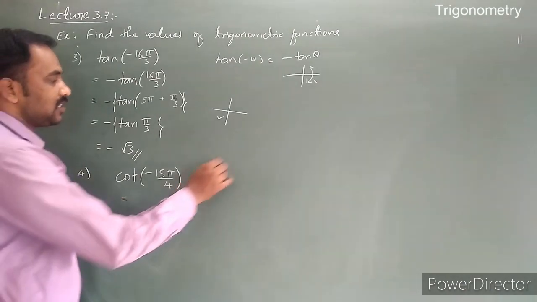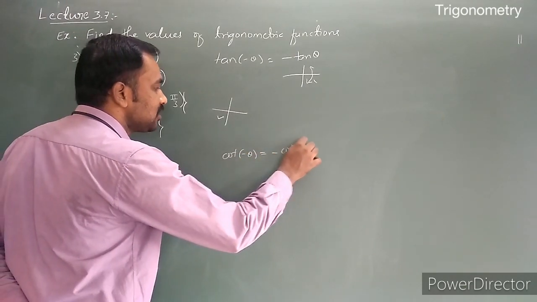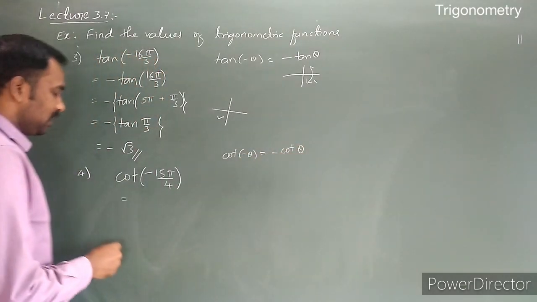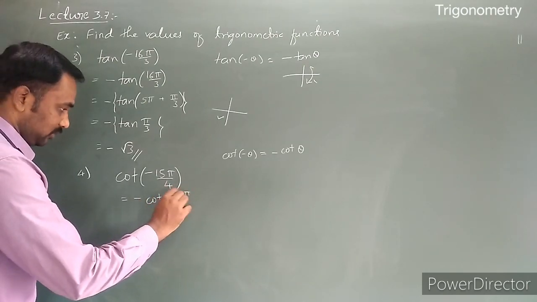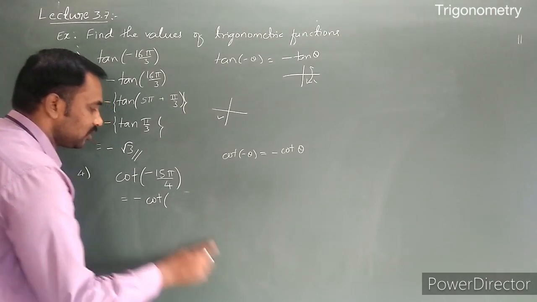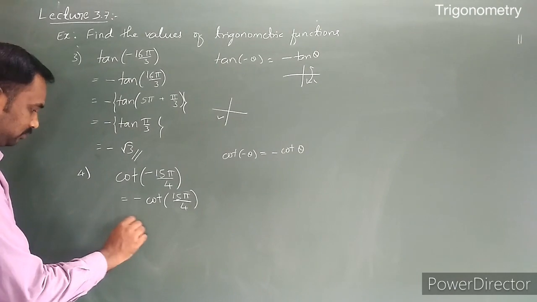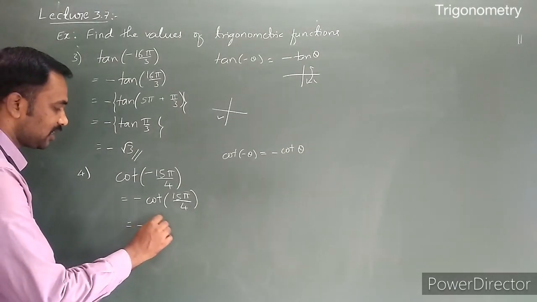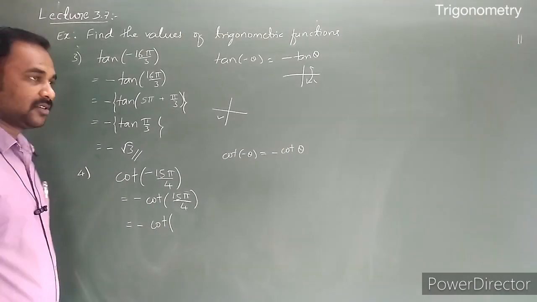Again, cot of minus theta. What is the cot of minus theta? Cot of minus theta is equal to minus cot of theta. I just write minus cot of 15 pi by 4. Minus outside, cot stays as cot. Now split 15 pi by 4.